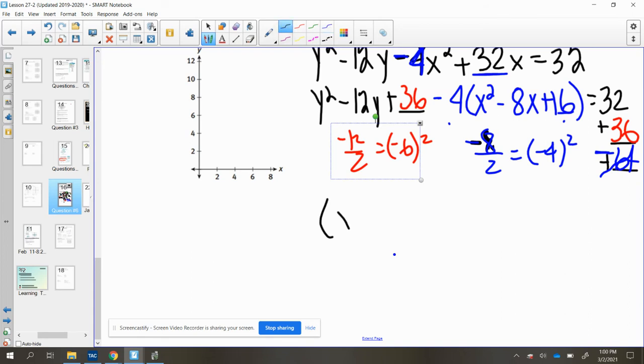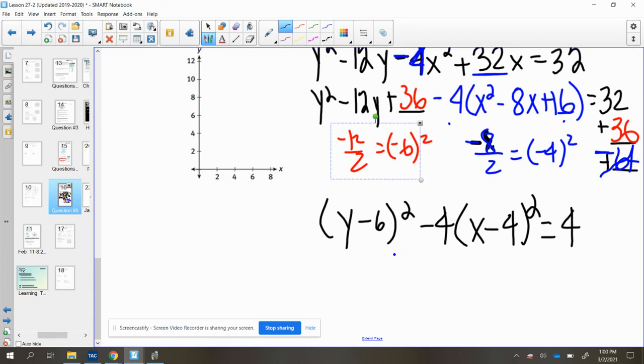So as we factor, we have y minus 6 quantity squared minus 4. Don't forget that GCF out front. X minus 4 quantity squared. And then 32 plus 36 minus 64, though, is 4.